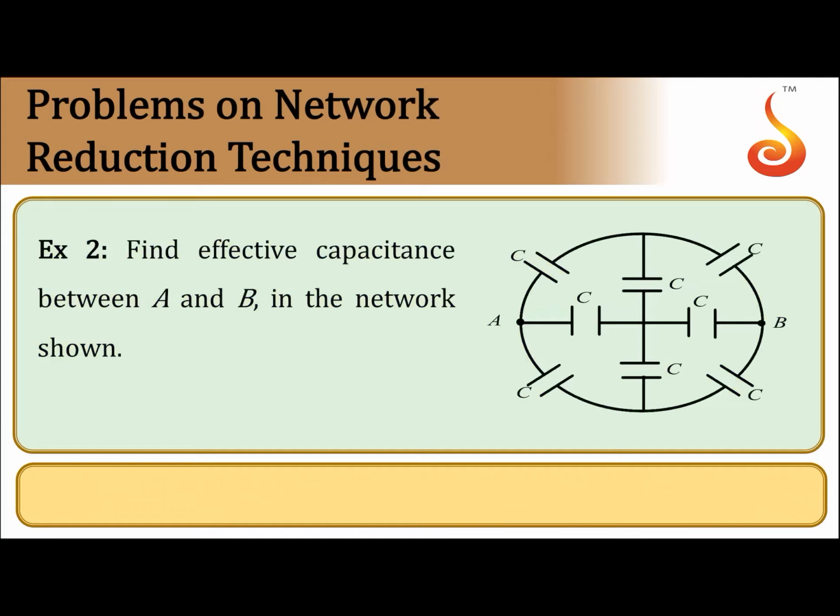Now, let us consider an example to understand this. Example number 2: find the effective capacitance between A and B in the network. Here this is A, this is B. Between these two I have to find the effective capacitance. So, let us connect it to a battery. Let us say charge enters here, charge leaves here. So, A is the point of entry, B is the point of exit. Clearly here the points of entry and exit are identical.